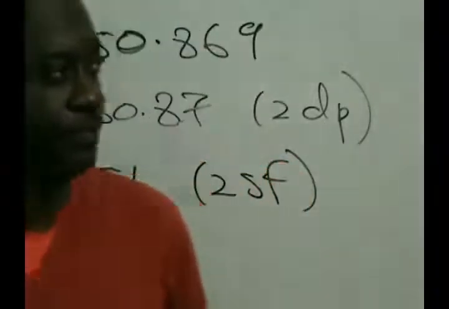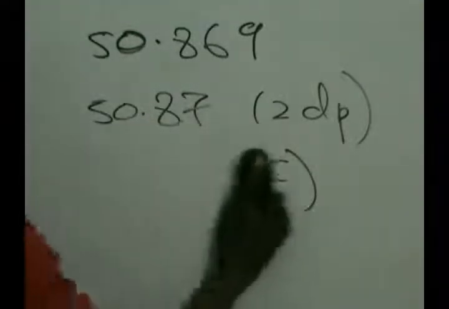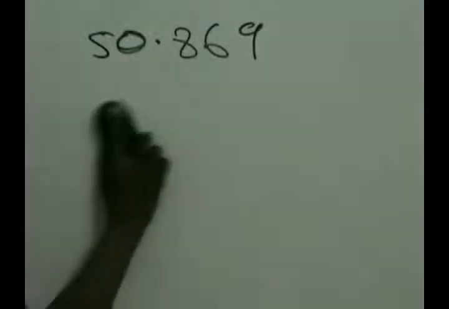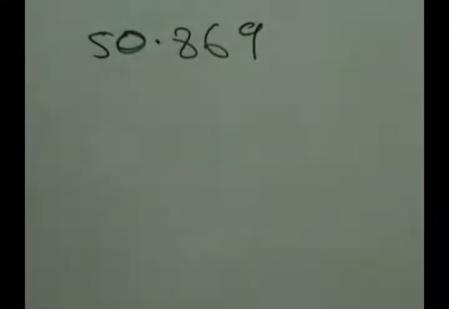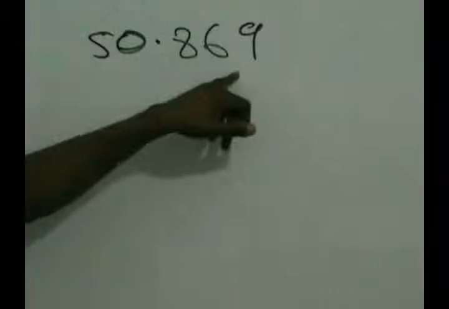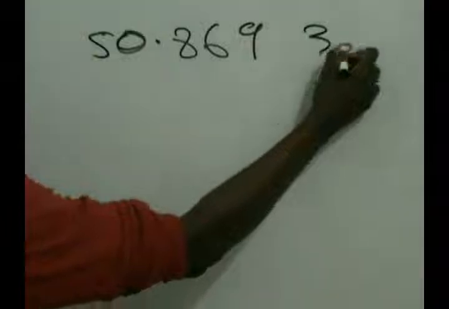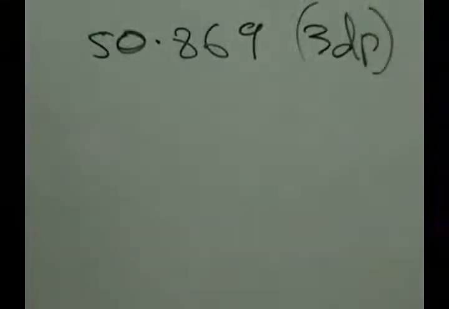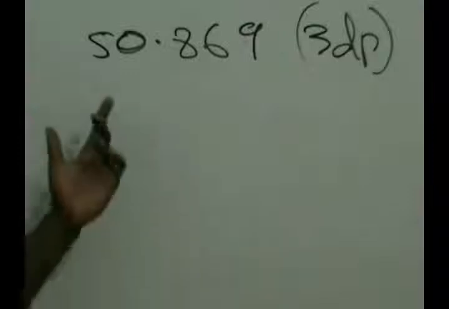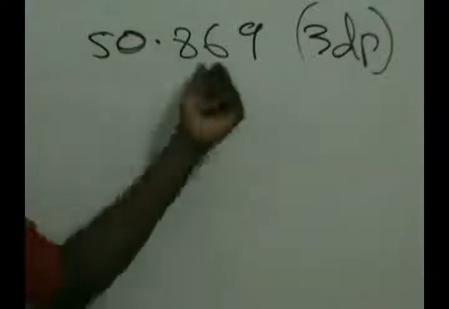So we're going to three now. Three significant figures and three decimal places. Just as we did in the case of 1 and 2, we find the first decimal place, which is an 8, followed by a second, followed by a third. So 50.869 is 50.869 to three decimal places. For significant figures, the first is 5, the second is 0, and the third is 8.